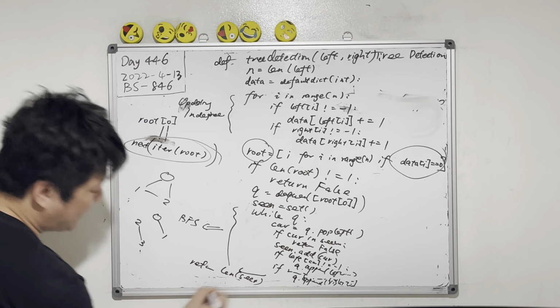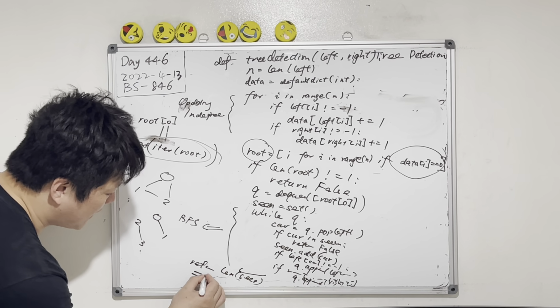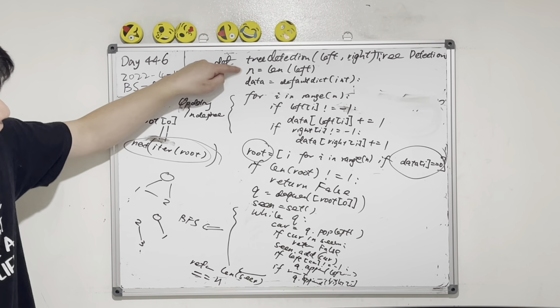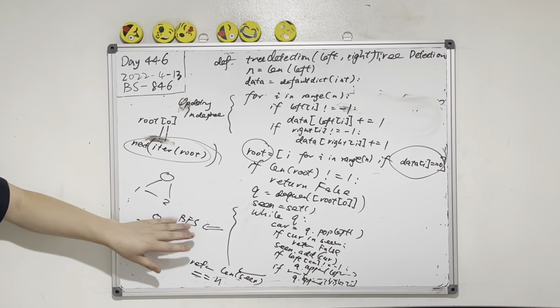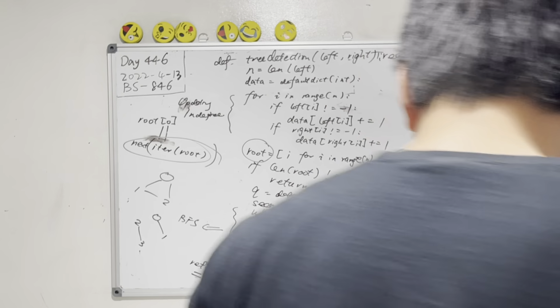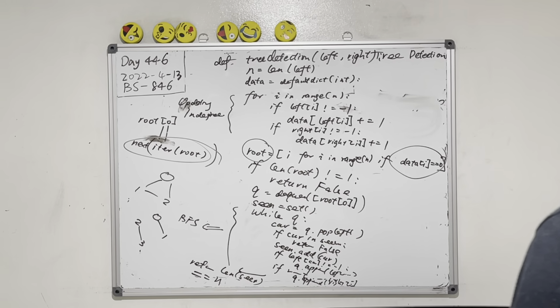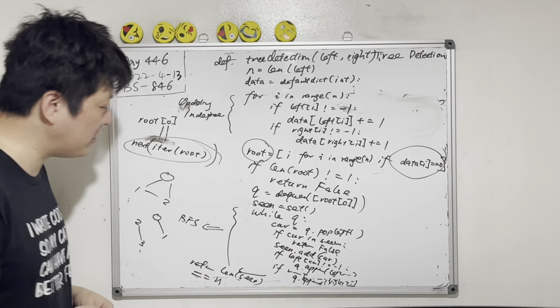And then after all of these, we need to return whether the length of seen equals n. We want to find out that the number of nodes we have visited equals n, the number of nodes given in the graph, right? Everybody, come on. Yes? Any questions so far? No? Okay.